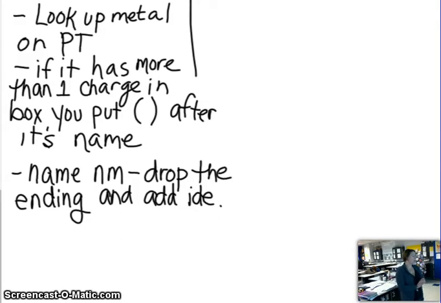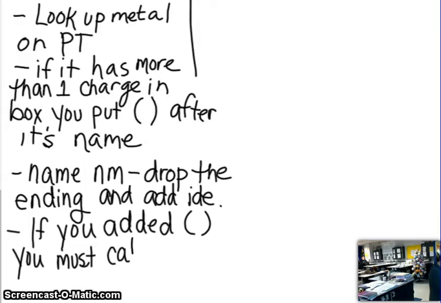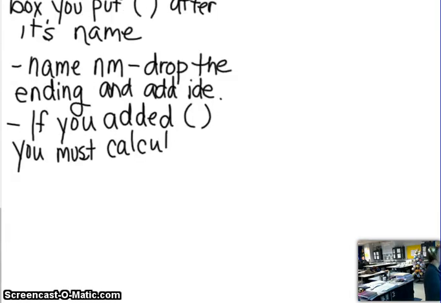So you'll look up your metal on your periodic table. If there's more than one charge in the box, and I'll show you what I mean in just a moment, you'll put parentheses after its name. Then you'll name the nonmetal, drop the ending, and add IDE. Now, if it does have parentheses, you must calculate the charge on the metal.